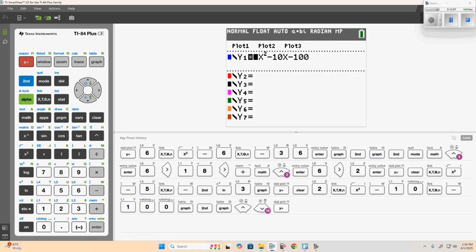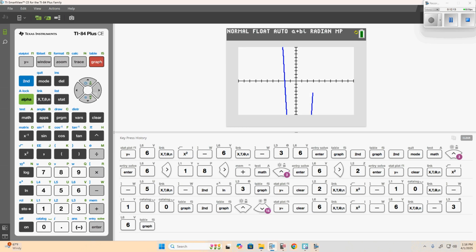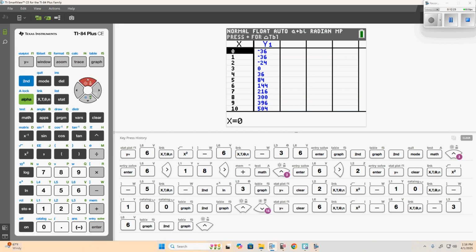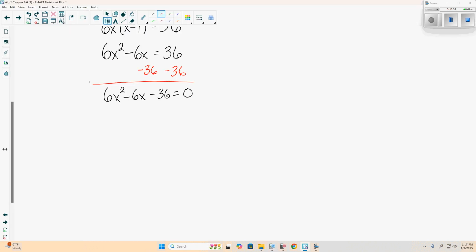So this one here we'll graph first. 6x squared minus 6x minus 36. Graph. We do see that it crosses the x-axis in two places, and they are nice places. They're going to cross at integers. And if we look at the table, our two spots that it crosses are at negative 2 and 3. Because we're looking for what values of x will make the y value be 0.